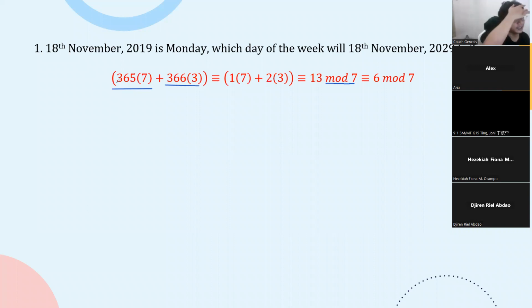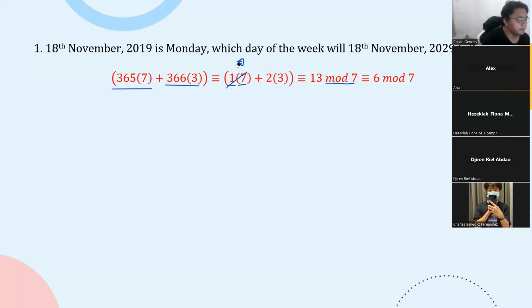The first thing here is 365. 365 divided by 7 will give you a remainder of 1. That is why we have 1 here. Next, we have 7. We have 1 times 7 is 7. Now, 7 under modulo 7 is just 0, so we could just directly write 0 here. Wait, 0. Sorry about that.